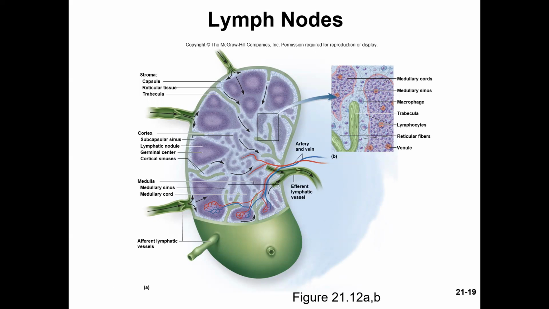Within the cortex, we have the subcapsular sinus, the lymphatic nodule, the germinal center, and the cortical sinuses. We have the medulla. Within that medulla, we have a medullary sinus and a medullary cord. We can see the afferent lymphatic vessels. We can see the efferent lymphatic vessels. Again, afferent vessels will bring lymph to the node, and the efferent ones will take it away. We can see an artery and venous supply.